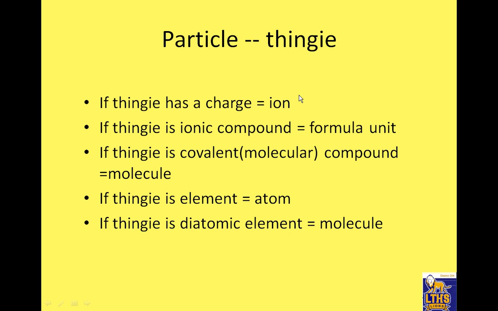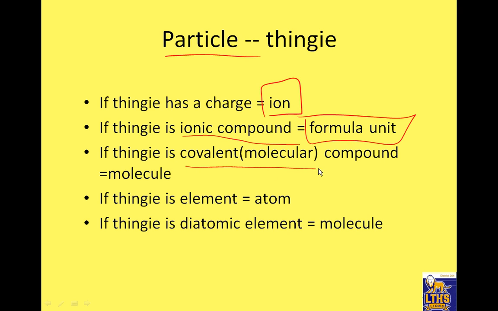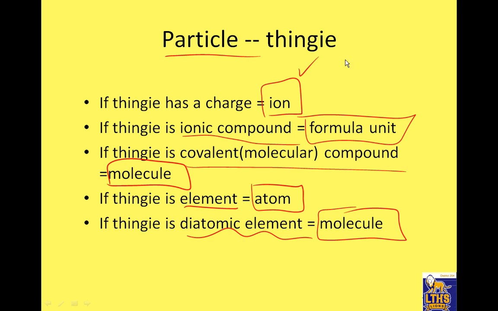and those things are particles. And if the particle has a charge, it's called an ion. If the particle comes from an ionic compound, it's called a formula unit. If the particle comes from a covalent or molecular compound, it's called a molecule. What represents elements? Atoms mostly, unless they're diatomic elements, then the particles that make them up are called molecules.